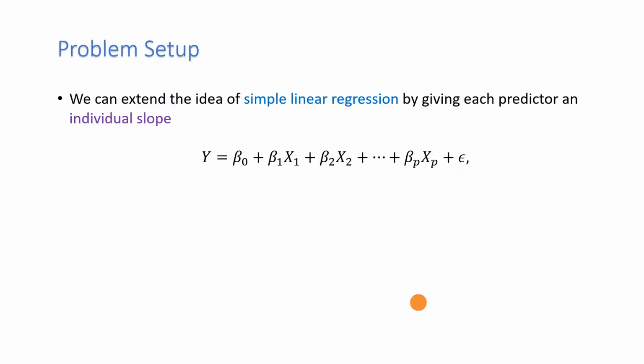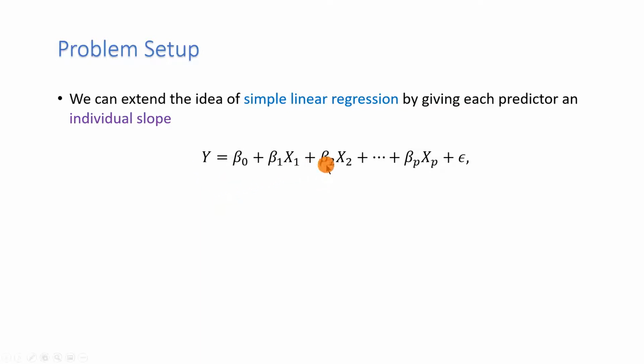Okay, and here, let's first briefly discuss what the problem setup is if we want to extend the idea of simple linear regression to multivariate linear regression, right? Suppose that we have x1, x2 to xp as p predictive variables, or p covariates, in your data set, which you would like to use to predict one single response variable y.